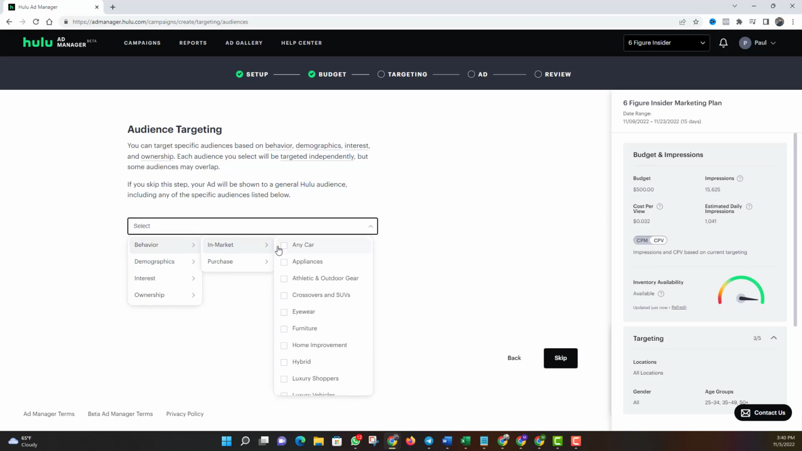And we're going to say their behavior. Are they in a market based on their behavior, their searching habits? Are they looking for a car? Are they looking for appliances?